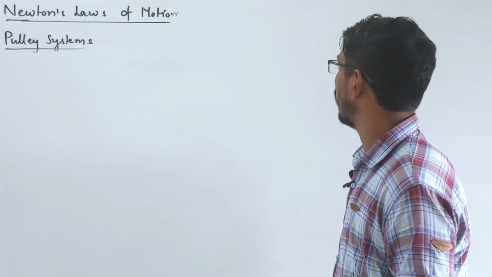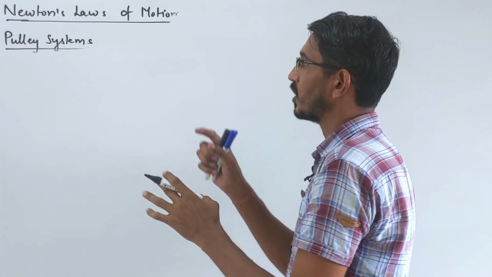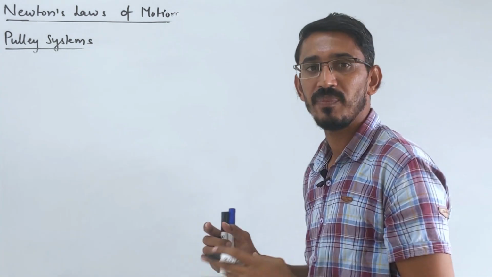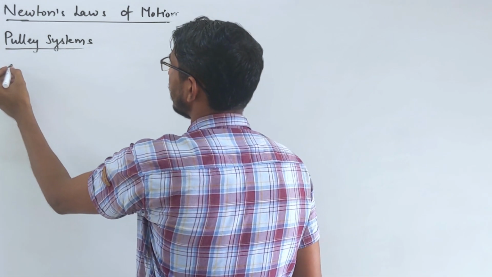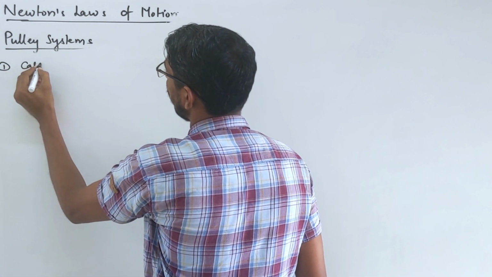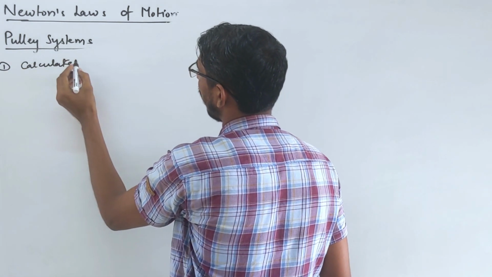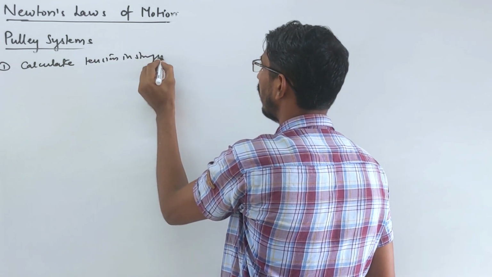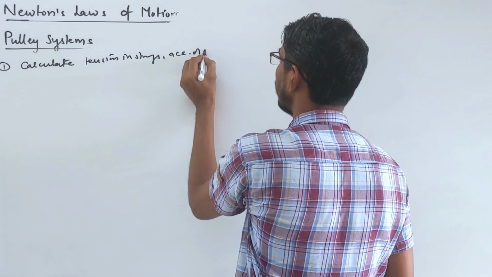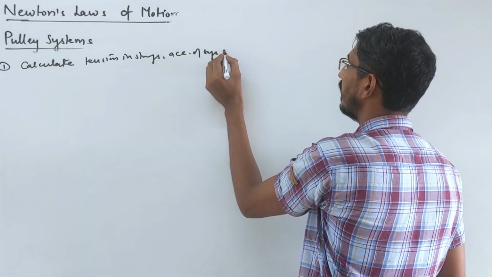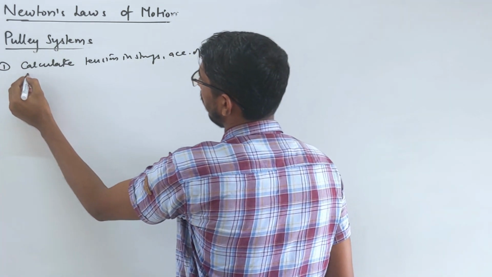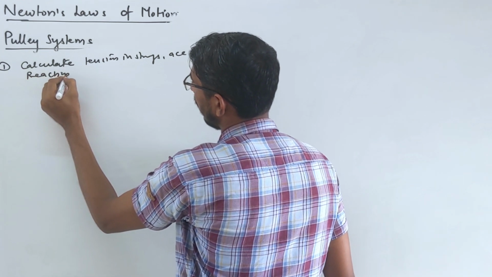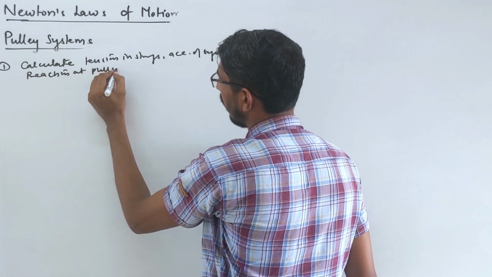Let's do some problems based on blocks moving on an inclined surface with the help of a pulley. Let's say problem number 1. Three questions are possible: calculate the tension in the strings, the acceleration of the system, and the reaction at the pulley.